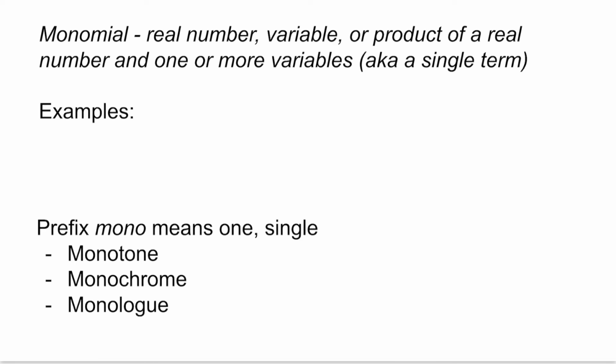A monomial is a single term. Remember that the prefix mono means single or one, so a monomial is just one term. This may be a real number, a variable, or a product of a real number and one or more variables. It could be something like 2x or 5xy squared.